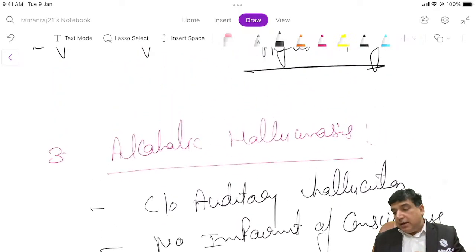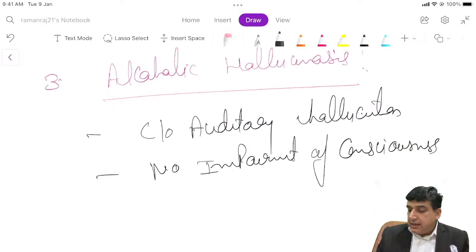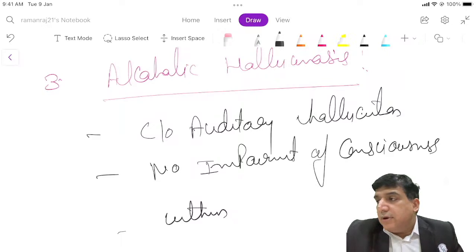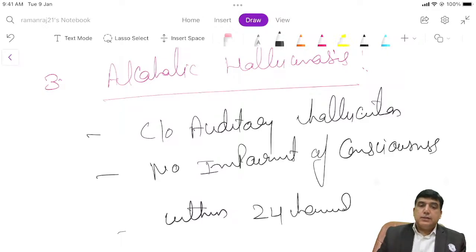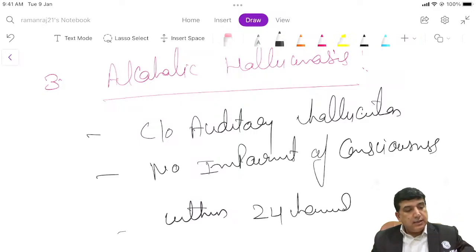So remember, alcoholic hallucinosis occurs within 24 hours. Alcohol withdrawal seizure occurs within 12 to 48 hours, and alcohol withdrawal delirium between 2 to 5 days, maximum up to 7 days.